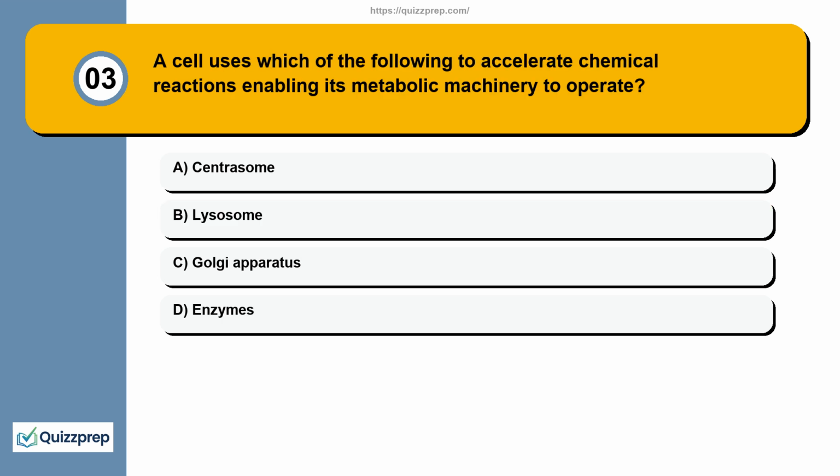Question 3. A cell uses which of the following to accelerate chemical reactions enabling its metabolic machinery to operate? Centrosome, lysosome, Golgi apparatus, enzymes.